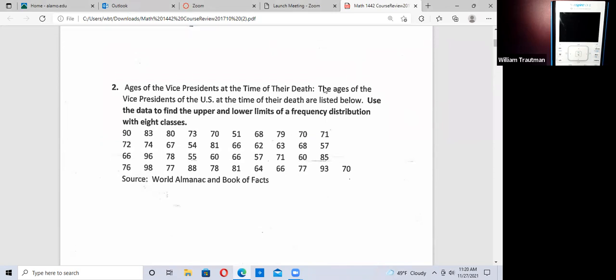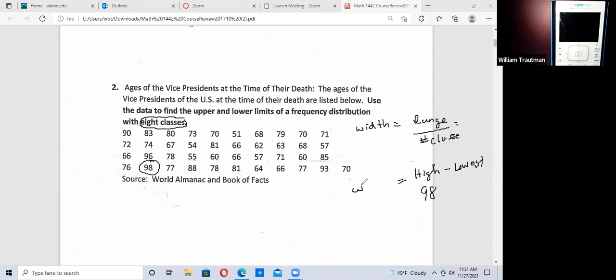Use the data to find the upper and the lower limits of a frequency distribution. So we need to find the upper and lower limits. And they tell us we're going to have 8 classes. So we need to figure out what the class width is. The formula for class width is the range divided by the number of classes. Range is the highest piece of data minus the lowest piece of data. The highest piece of data looks like it's right here, 98. The lowest piece of data looks like 51. So when I subtract these two, I get 47. That's our range.